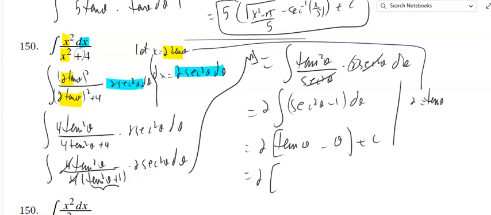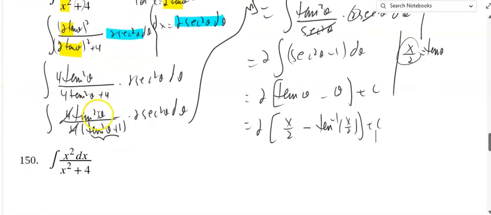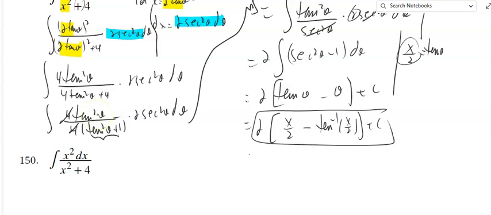tan of theta is x over 2. I could create the triangle, but it's not needed because I want the tan of theta, which is x over 2. And theta is the inverse tangent of x over 2 plus c, and if you distribute the 2, again, this is a fine answer. That is x minus twice the inverse tangent of x over 2 plus c.